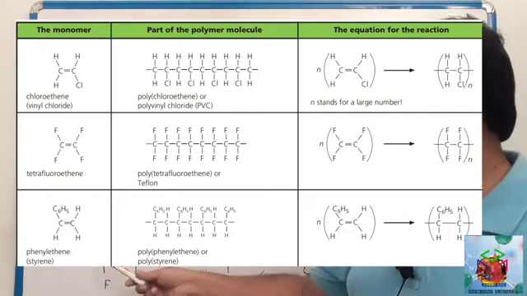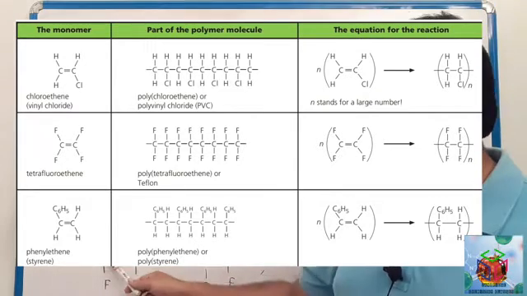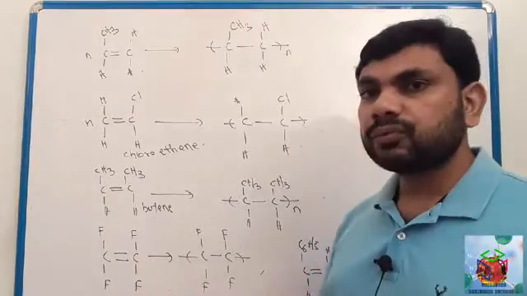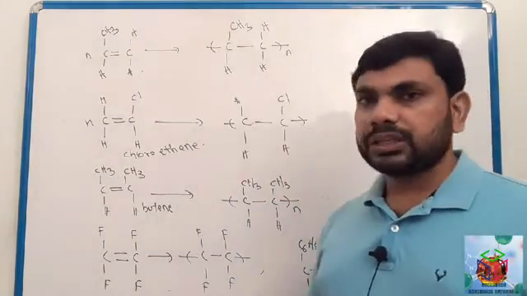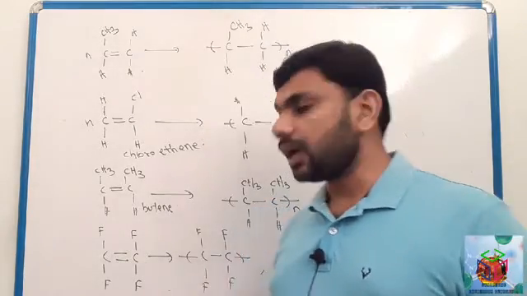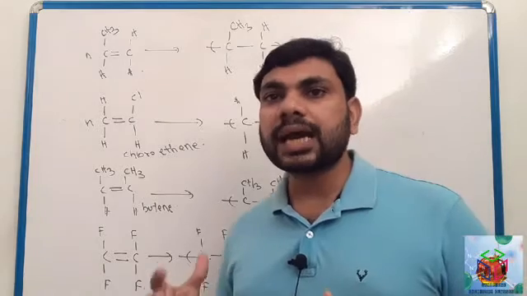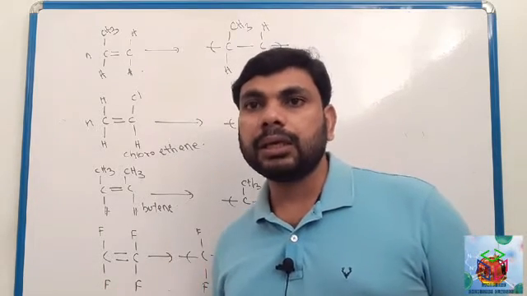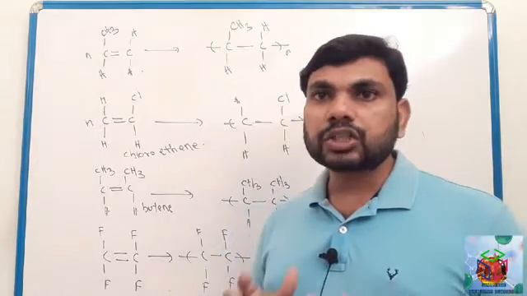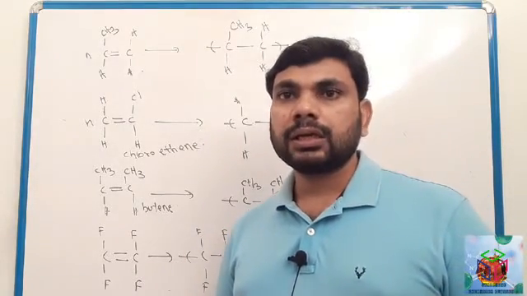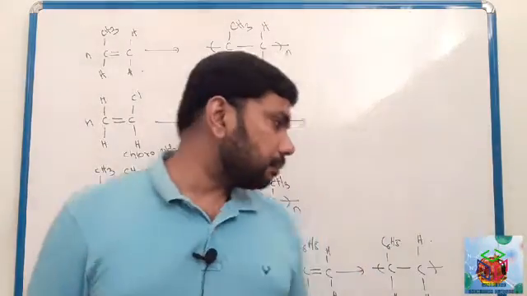Okay, and here this is another one. Here not hydrogen. Here you can see these 2 carbon which contain 4 fluorine atoms. So it is tetrafluoroethene. Tetrafluoroethene after polymerization, polytetrafluoroethene. You just add poly. Poly means many. Tetrafluoroethene after polymerization, polytetrafluoroethene. You understand?